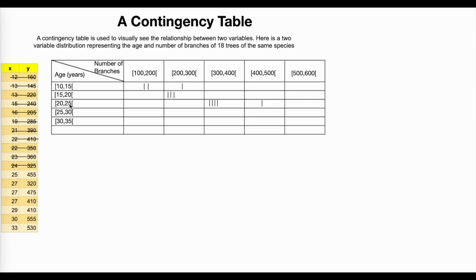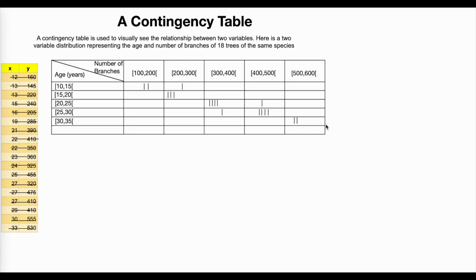25, 455. 25 is here. 455 is up here. Cross it off, put a 1 right there. 27, 320 falls in right here. Cross it, put a 1 right there. 27, 475. 27 falls in here. 475 falls in here. Cross it, put a 1 right there. 27, 410 is also going to fall in right here. Cross it off, put a 1 there. 29, 410 falls here again. Then 30, 555. 30 is down here. 555 is right there. Then 33, 530. We're going to put another 1 right here. Cross it off, put another 1 right there, and we're done.